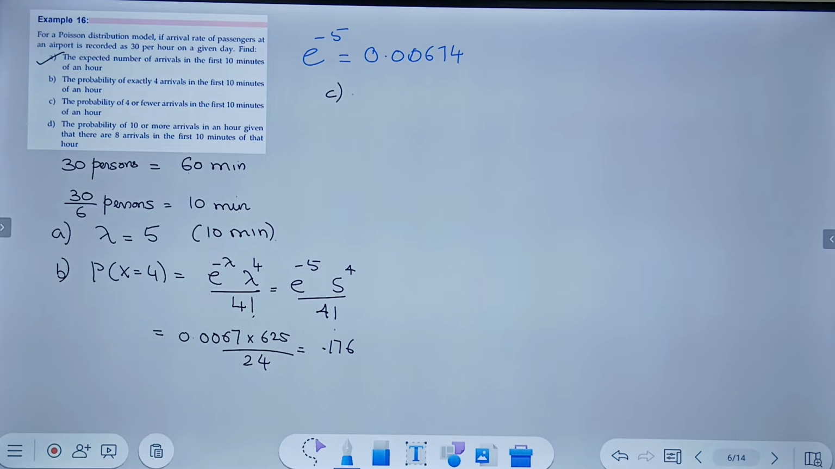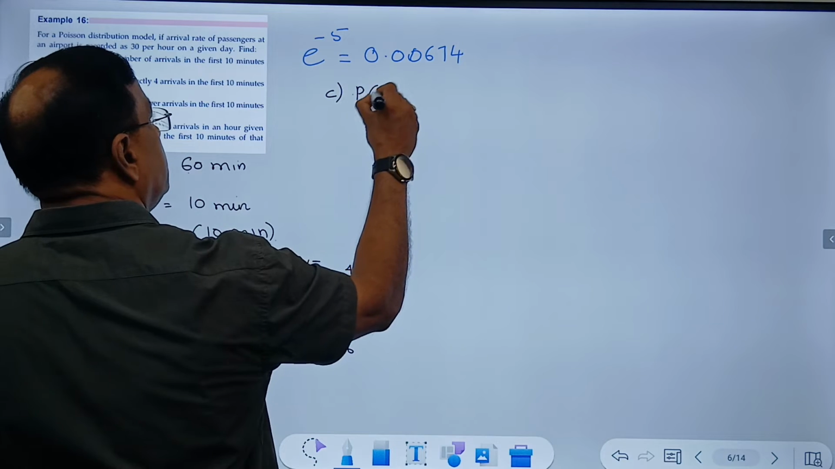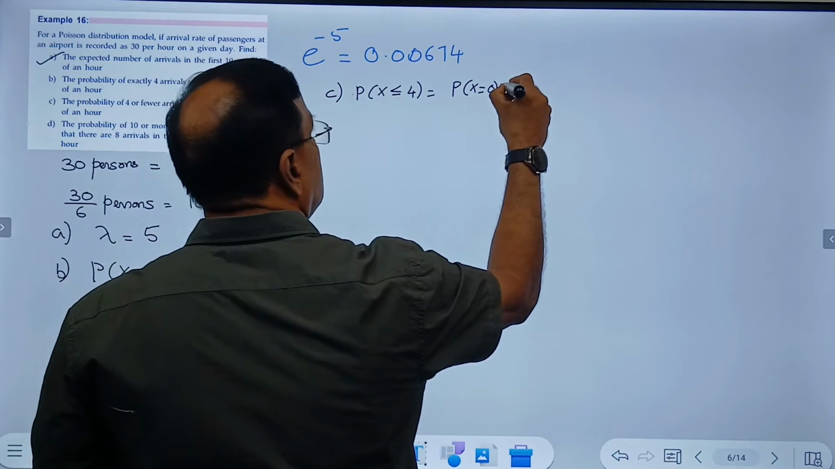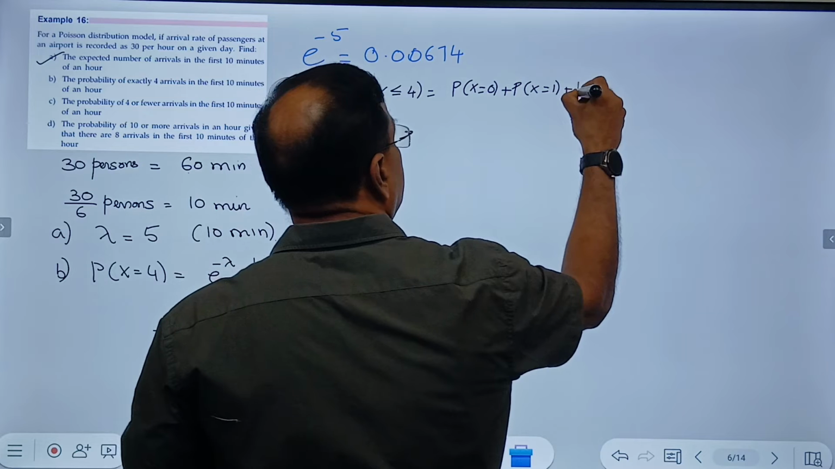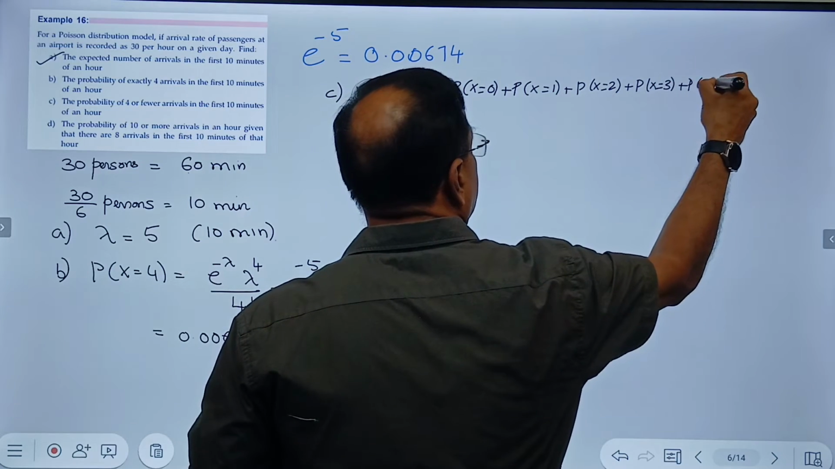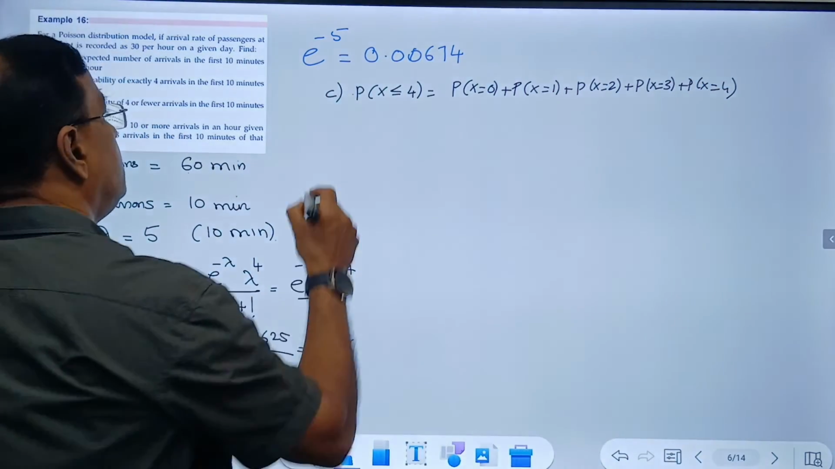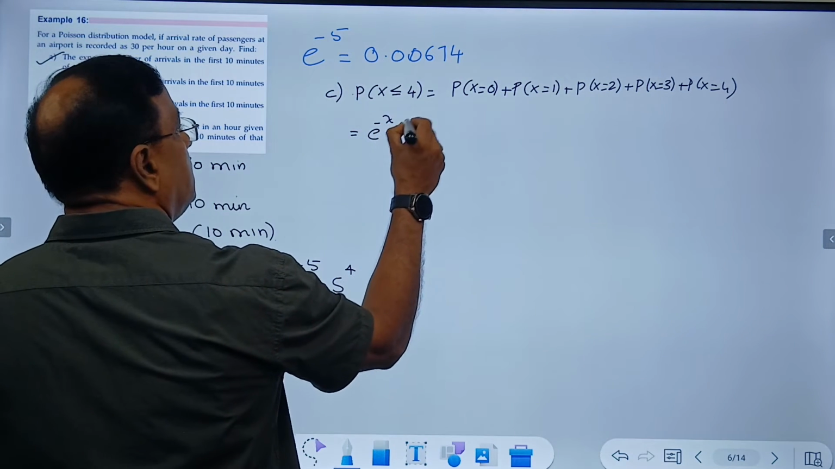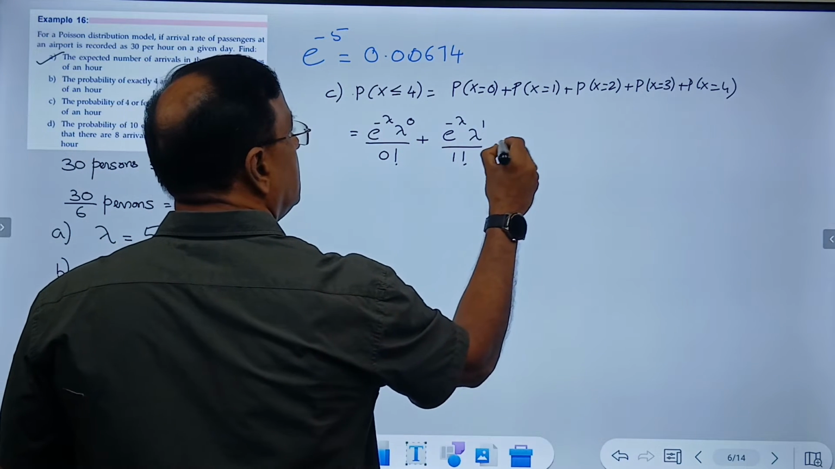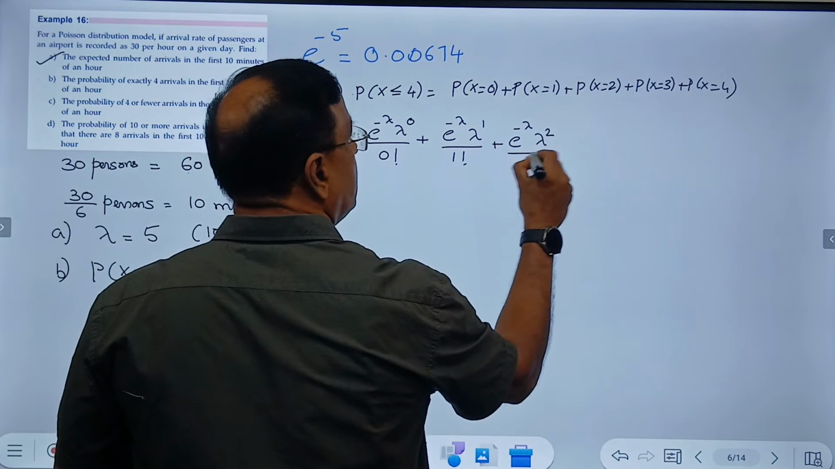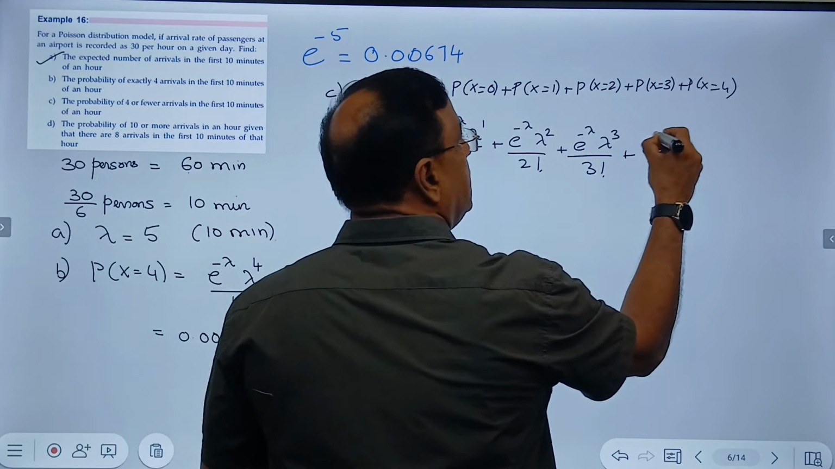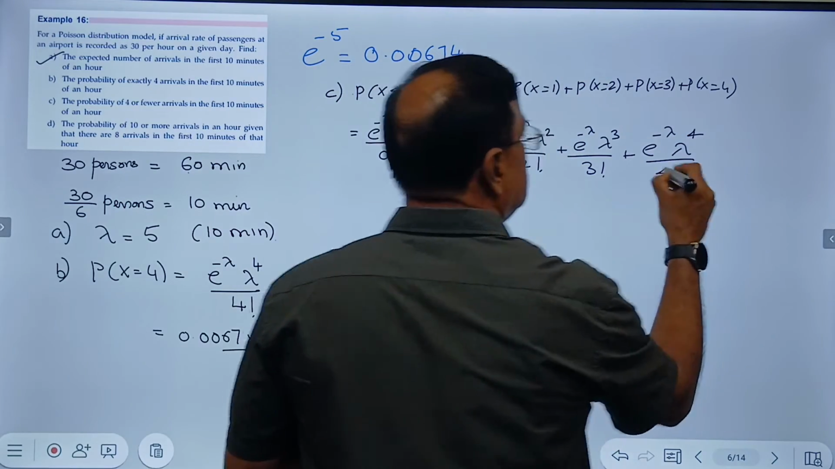Probability of 4 or fewer arrivals. 4 or fewer means x less than or equal to 4. So which is P of x is equal to 0, P of x is equal to 1, P of x is equal to 2, P of x is equal to 3, and P of x is equal to 4. So what do you mean by P of x is equal to 0? E power minus lambda, lambda power 0 by 0 factorial, e power minus lambda, lambda power 1 by 1 factorial, e power minus lambda, lambda square by 2 factorial, e power minus lambda, lambda cube by 3 factorial, e power minus lambda, lambda power 4 by 4 factorial, just applying the formula.